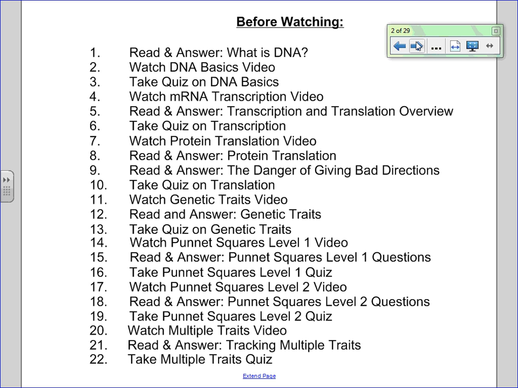There are parts of the quiz for incomplete codominance which are going to require you to know how to do multiple traits at the same time. So you definitely want to make sure that you're comfortable with multiple traits before you move on to this important question of the quiz.